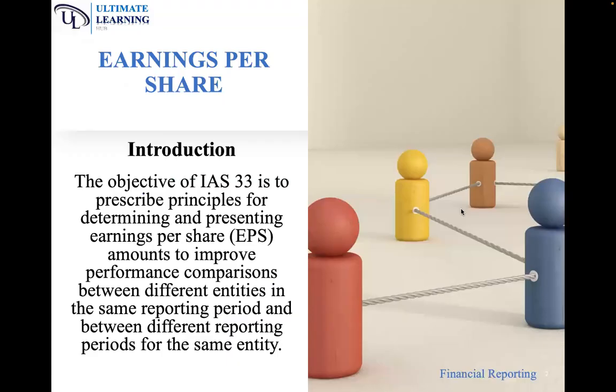The objective of earnings per share is to prescribe the principles of determining EPS amounts, EPS being earnings per share, to improve performance comparison between different entities in a given period or between different reporting periods. Basically, it's to enable us to know how much earnings the business makes for every share that is in the business within one accounting period or between two accounting periods.